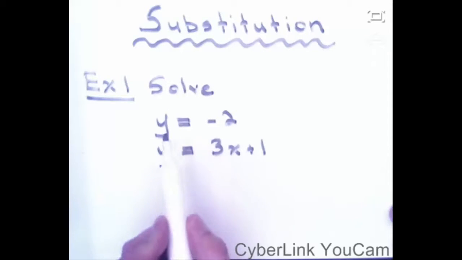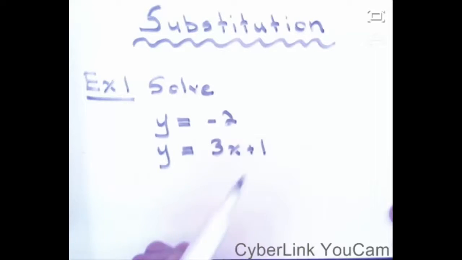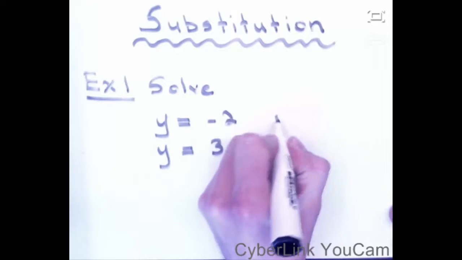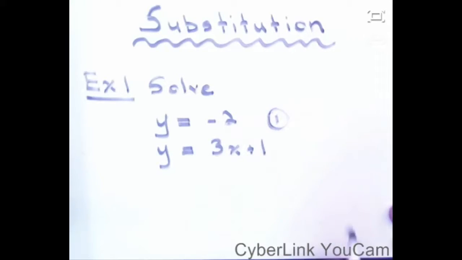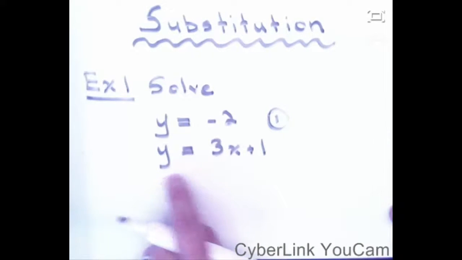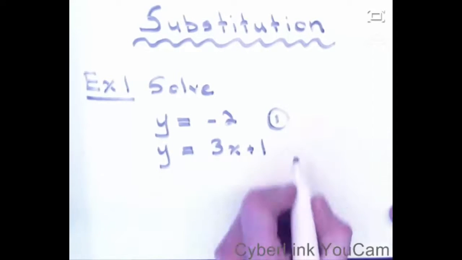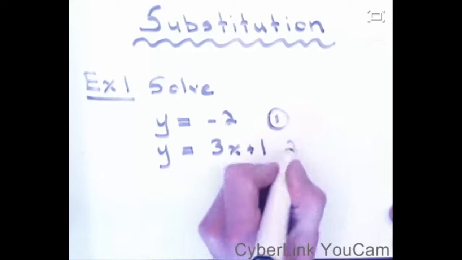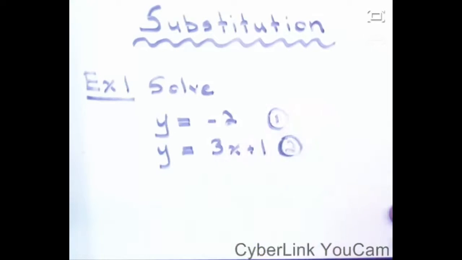First off, you notice you're given y equals minus 2. And that's actually like a first equation. So we're going to write a 1 here and we're going to circle it. This is the first equation. Then we're given y equals 3x plus 1. That's a second equation. So you're always going to have two equations when you do substitution.